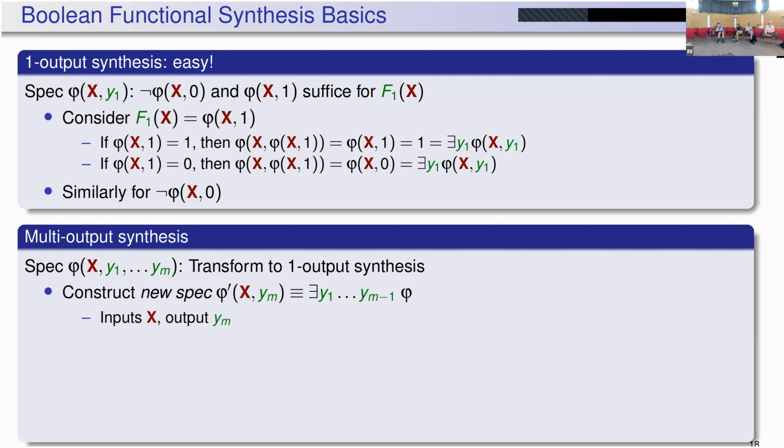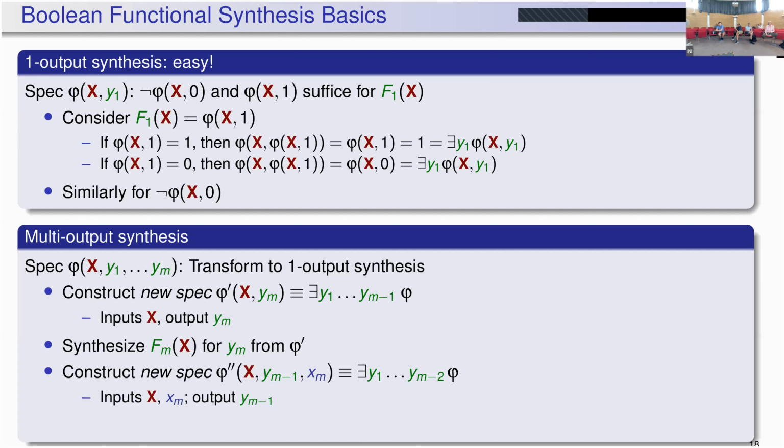Then I have a one-output synthesis problem, and I can synthesize the function for ym in terms of x. Then I construct a new spec where I have quantified out the first m-2 variables. Now my inputs are x and ym, treating ym as a new input, and the output is ym-1. I can repeat this process.